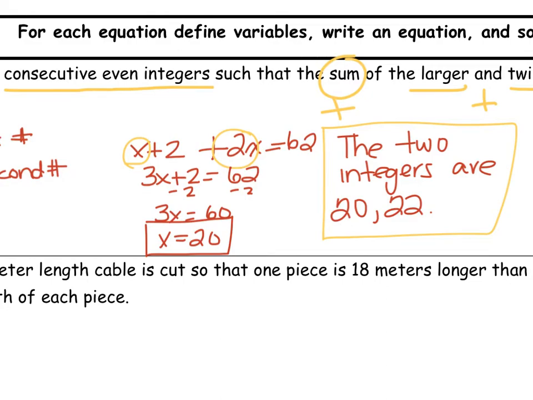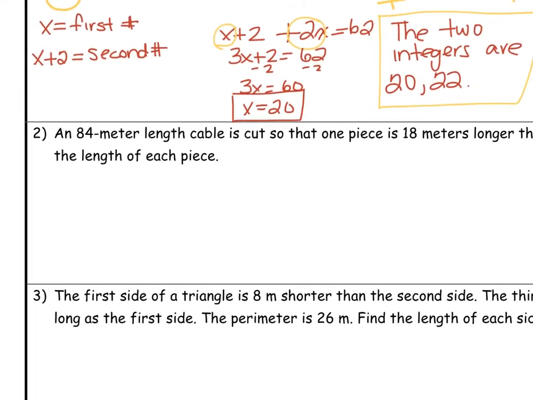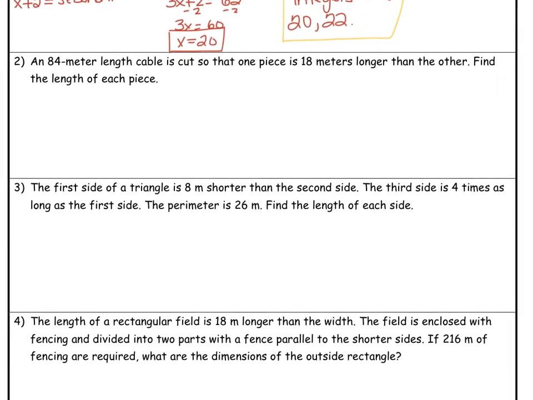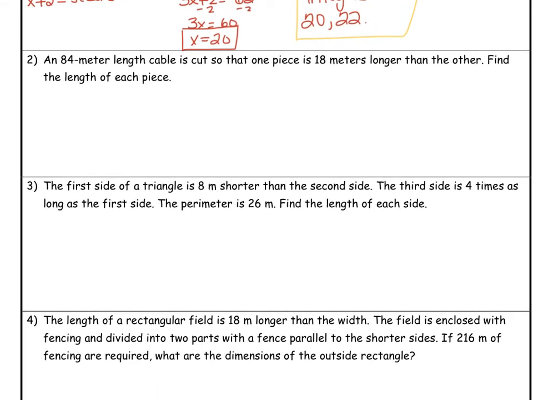Okay, if you encounter a problem where you need to draw a picture, and that would be the case with 2, 3, and 4, you need to draw a picture. So for number 2, an 84-meter length of cable is cut so that one piece is 18 meters longer than the other. Find the length of each piece. Well, the first thing I'm going to do is draw a diagram of an 84-meter length of cable. It's cut so that one piece is 18 meters longer than the other.